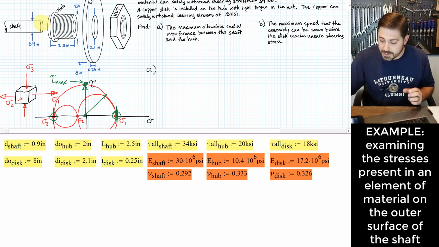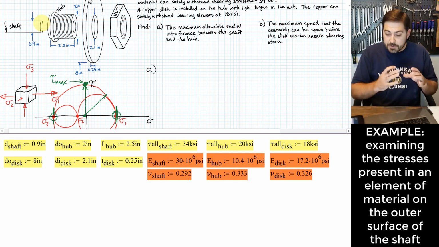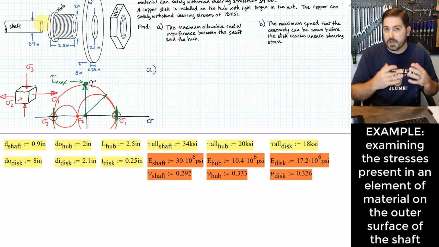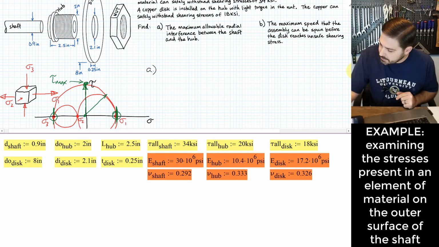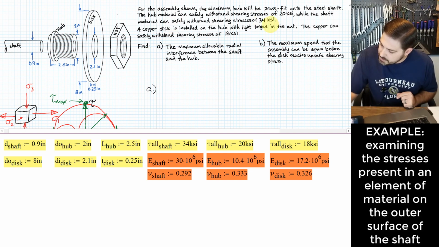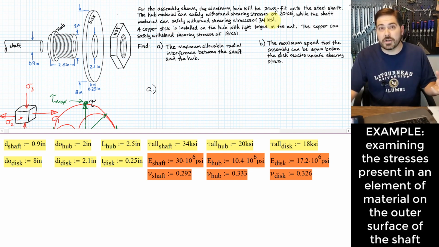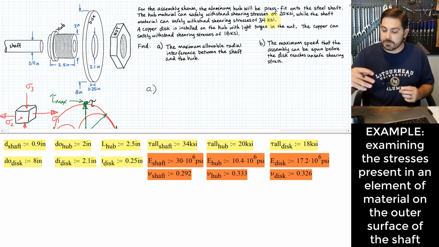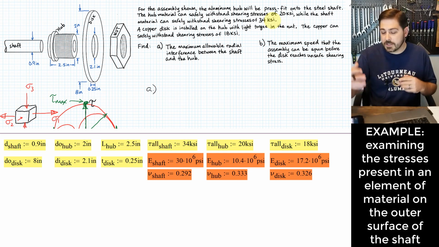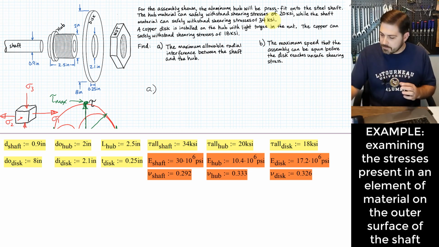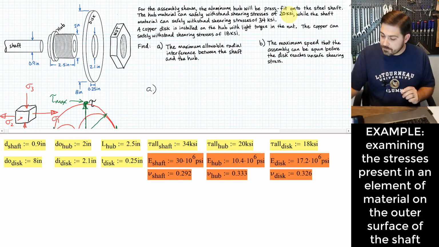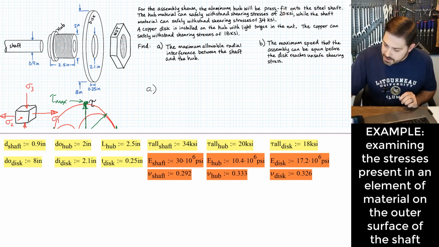So there's a shaft on the inside. It's possible that the shaft could end up experiencing its failure stress. It could reach its, was it given here? 34 KSI of shearing stress that it can withstand. It's possible that could happen first before the maximum stress is reached in the hub, or it could be reversed. The hub could reach its maximum stress, its failure stress so to speak, before the shaft. So we have to figure out both of them. Let's look at the shaft first.